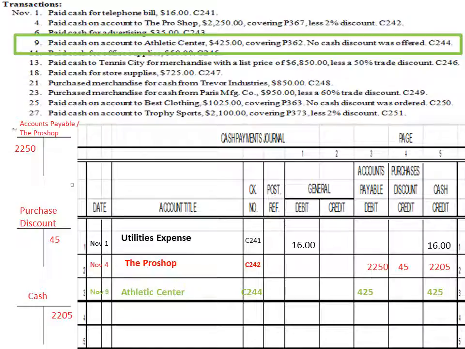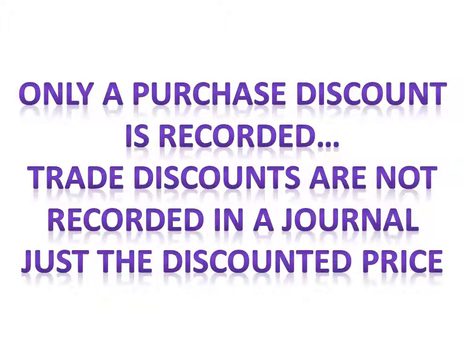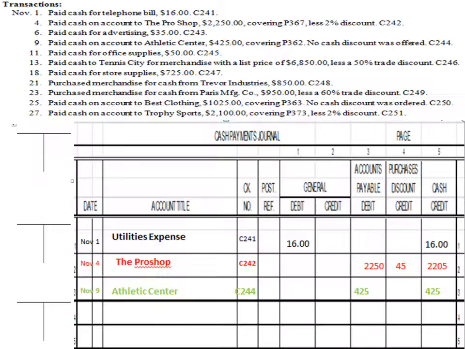When it says no cash discount was offered, we're not going to enter anything in the purchases discount credit column there. Only use the purchase discount credit when we take advantage of a purchase discount. Once again, a purchase discount happens after the sale, not at the time. So once again, only a purchase discount is recorded. Trade discounts are not recorded in a journal, just the discounted price. Okay, so that's a key thing. Purchase discounts happen after the sale, and that's a key.